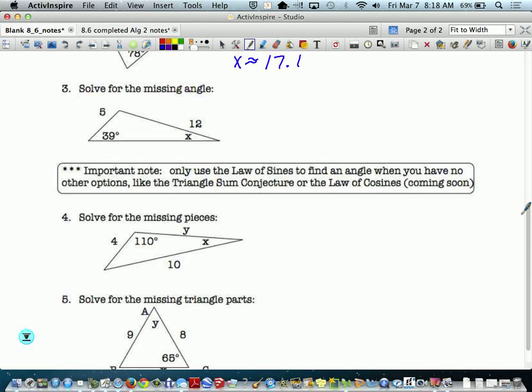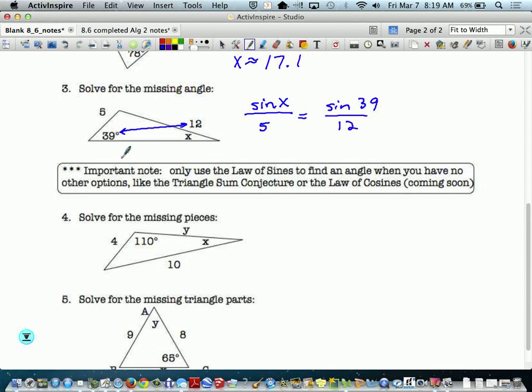We can also use law of sines to find angles. So if you look at this diagram, 39 and 12 are the angle side pair that I know. They match up, they're opposite each other. So again, this is how I do my law of sines. I put that missing piece or the variable in the top left corner. So I'm missing an angle.